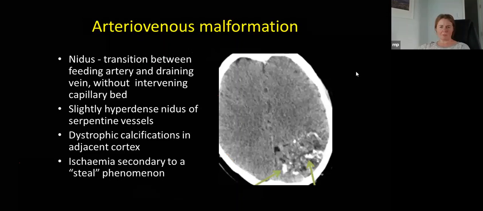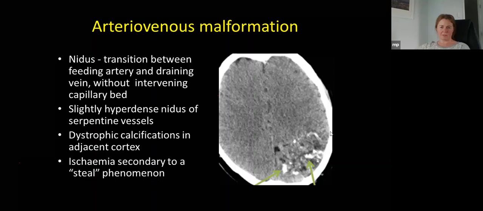What about AVMs? Well, AVMs, they're not necessarily calcified, but a high proportion of them show this sort of dystrophic calcification, you would describe it as. An AVM, you have a nidus, which is basically the transition between the feeding artery. In this case, the feeding artery is probably going to be distal MCA. They might have some abnormal posterior circulation feeders, but feeding arteries and draining veins.